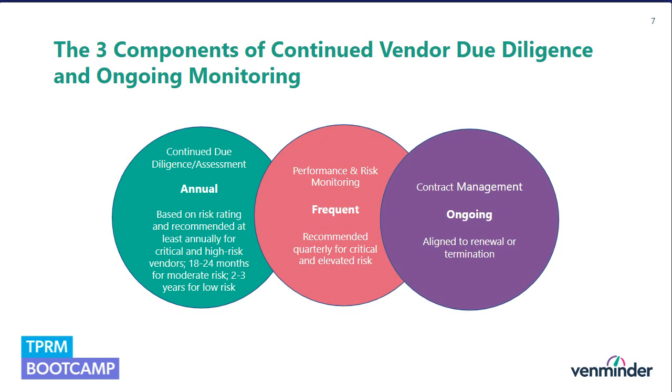Okay, let's take a quick second just to break this down into 3 buckets. Formal performance and risk monitoring should recur at regular intervals. For your vendors deemed as critical or high risk, this should happen quarterly at a minimum. For moderate risk, 18 to 24 months, and then 2 to 3 years for low risk. The continued due diligence process, or the formal risk review, should be at least annually for critical and high risk. And contract management should be occurring all the time. Anything that needs to be removed, changed, or added should be considered before contract renewal happens.